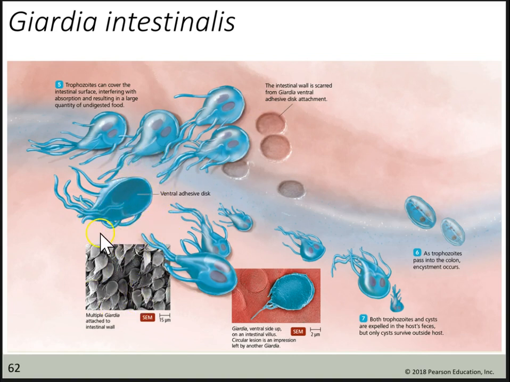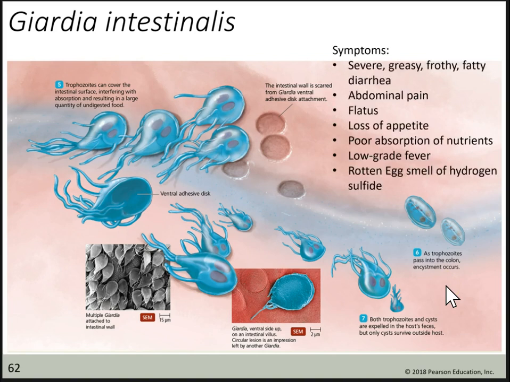You can see that these Giardia can cover the intestinal cell lining, which makes it really hard to absorb nutrients, and so this can lead to malnutrition. Eventually, the trophozoites break off, leave the intestine, and are converted back into cysts, which are shed in the feces. Symptoms include severe, greasy, frothy, fatty diarrhea.